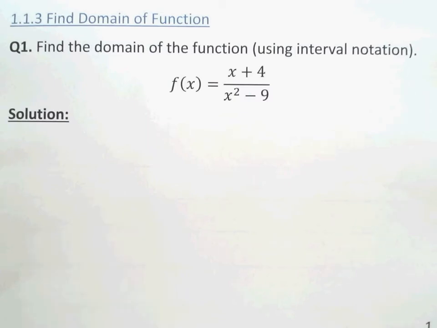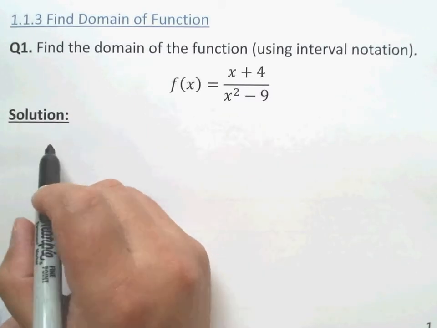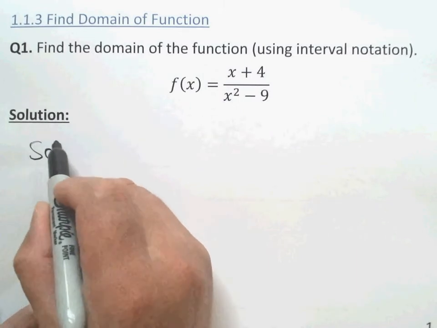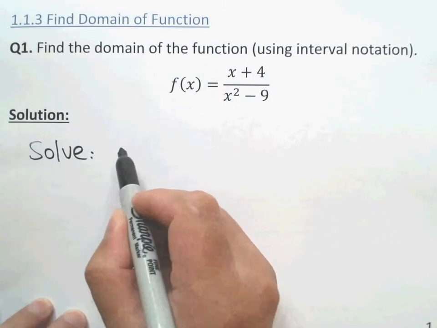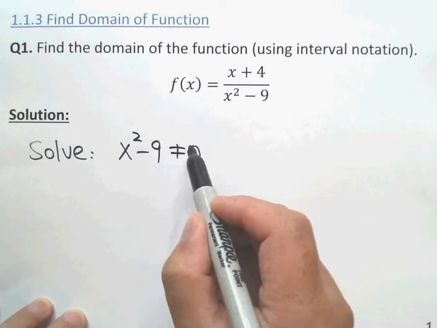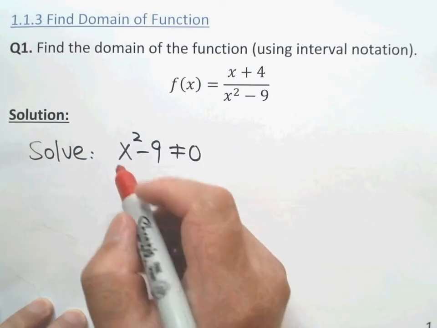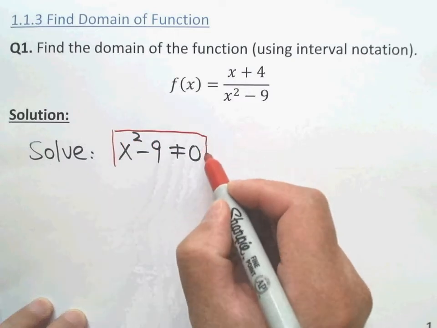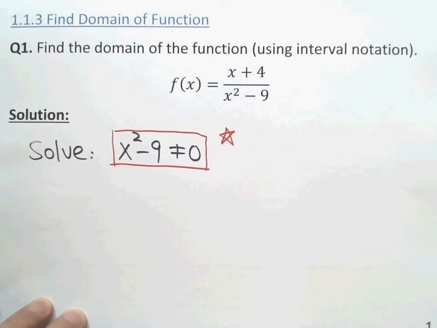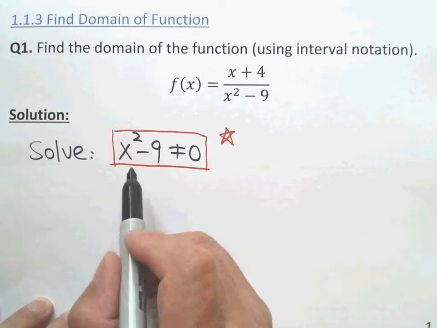So all we need to do is set the denominator not equal to 0. So we have to resolve this. The denominator, x squared minus 9, cannot be 0. I highlighted this part. That's all we need to write. So how to resolve this? On the left we need to factor.